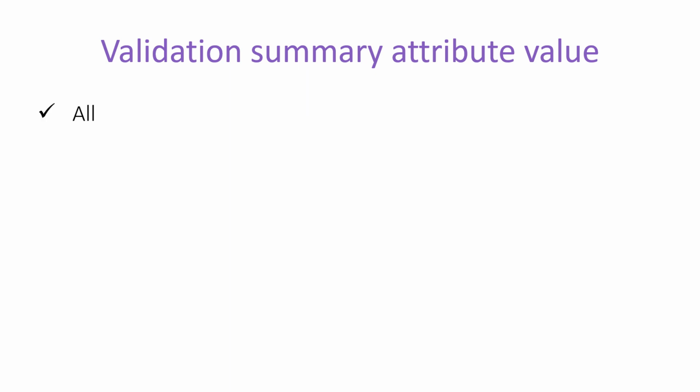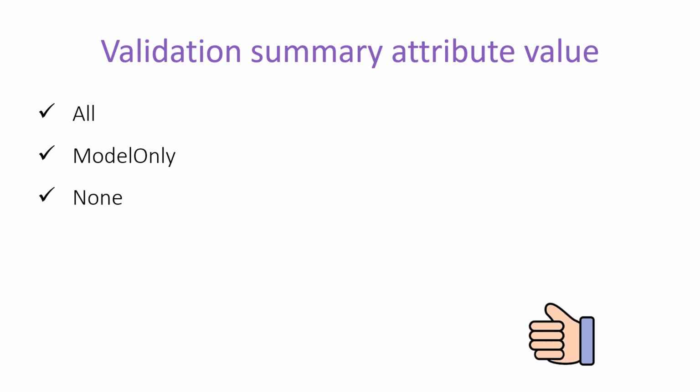First one is All. All means all the property validation messages and the model validation message which we have added as a custom message will be displayed if you are using All. If you are using ModelOnly, then the messages that we have defined on our model property will not be visible. Only the custom messages that we have added into our model state will be visible. Third one is None. If you are using None, then there will not be any message on the UI. So let's understand everything in the Bookstore web application.